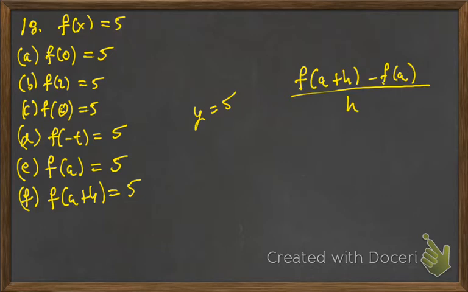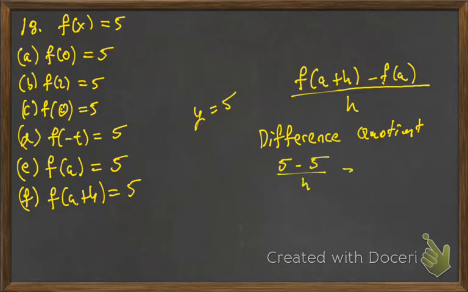But if we want to find the difference quotient, I need to find, first I need to be able to spell quotient, and then we'll go ahead and find it. So f of a plus h is 5. f of a is 5, so 5 minus 5 over h. It's going to be 0 over h, so that's going to be 0.